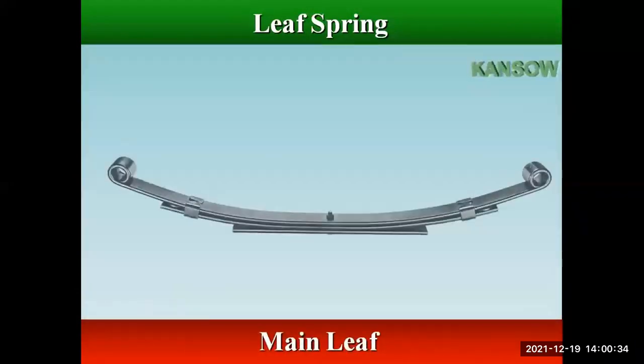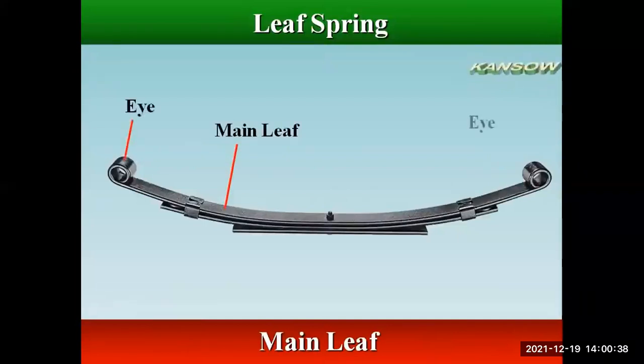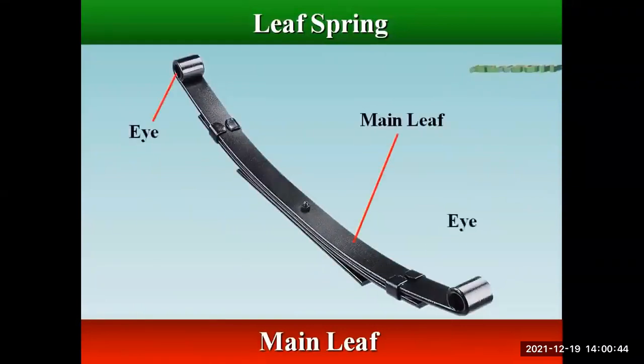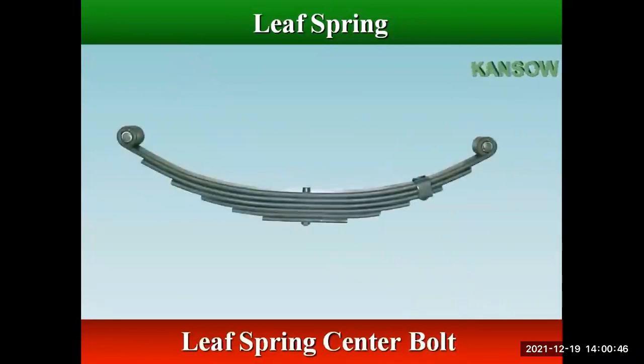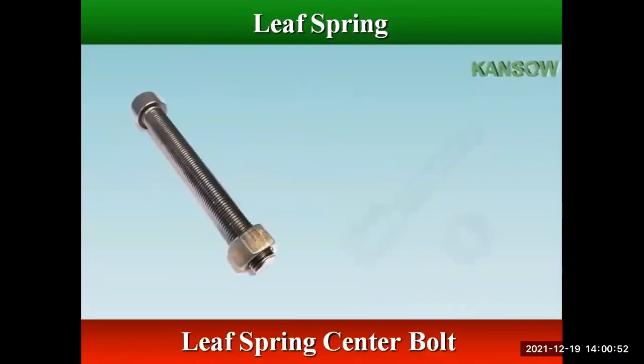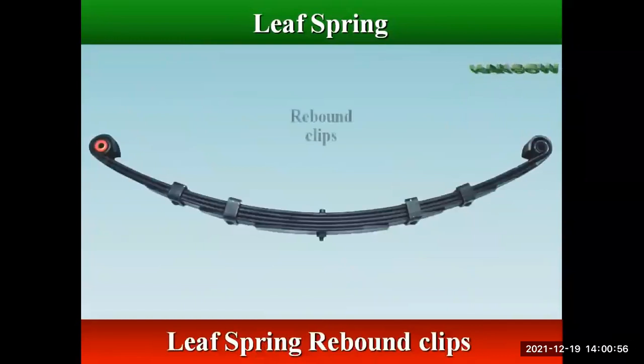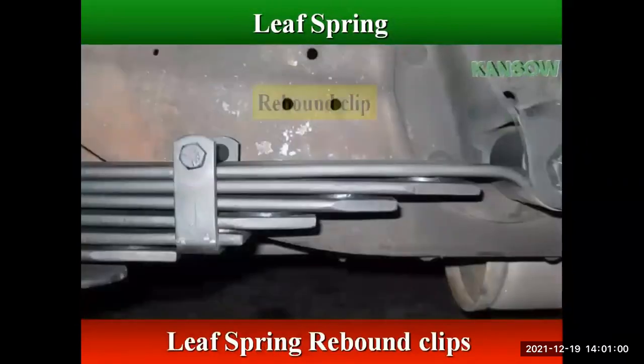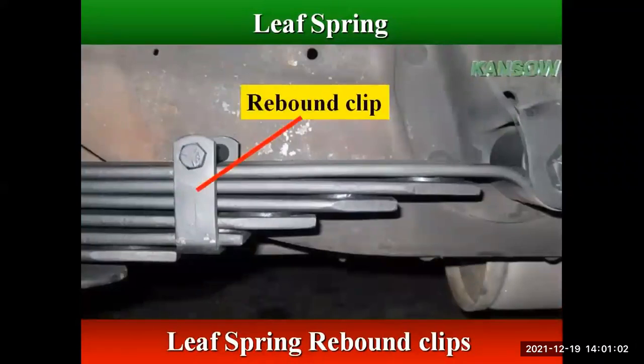The longest leaf, called the main leaf, is rolled at both ends to form eyes. These eyes are used to mount the spring to the frame of the vehicle. The leaves are held together by a center bolt that passes through a hole in the center of each leaf. Rebound clips are formed at intervals around the leaves. They prevent excessive flexing of the main leaf during rebound, and also keep the leaves in alignment.